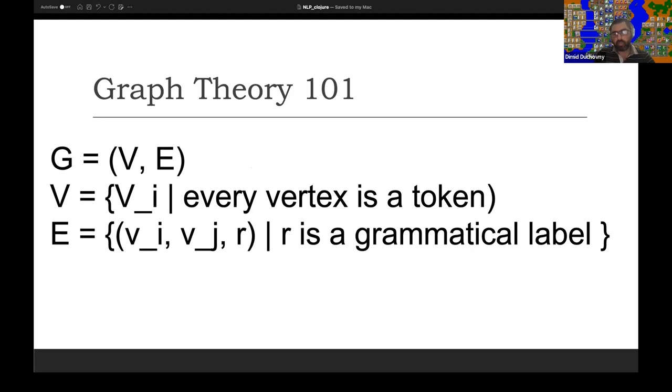The set of edges is basically what we saw, these arcs, where every arc has a grammatical label. Questions so far?